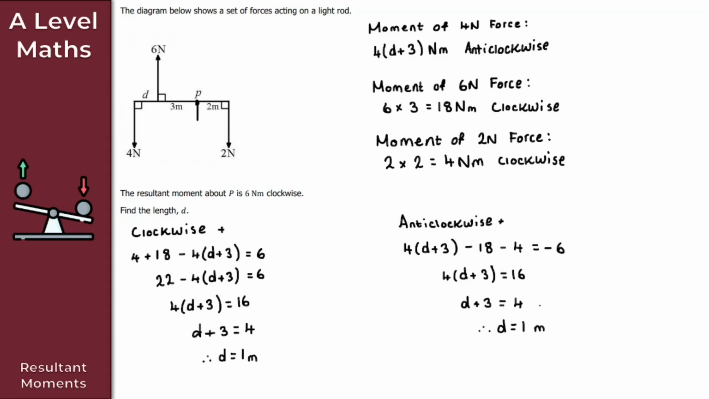Okay. So clearly, you don't have to do this twice, right? I'm just merely doing this to demonstrate that either way is absolutely fine. So whether you choose clockwise as positive here or anti-clockwise, either's fine, and you should get the same answer either way. Okay. But there we have it. So we find the length d there, and that gives us the solution to the very last question, question 2. And that brings the end then of this video here on resultant moments.